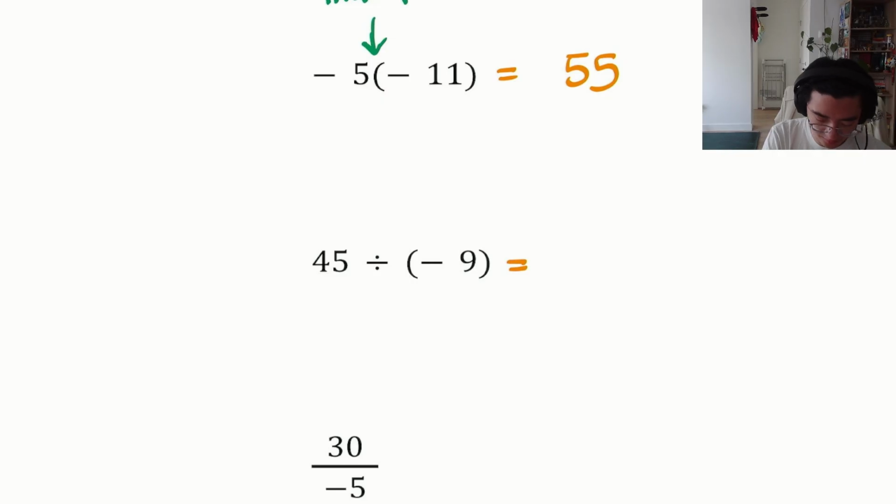Now we're going to go in reverse. 45 divided by 9 is 5. A positive and a negative, two different or opposite signs, so negative 5.